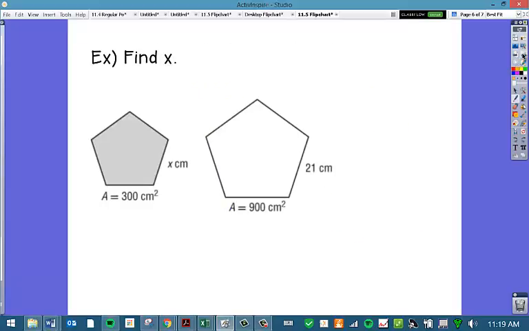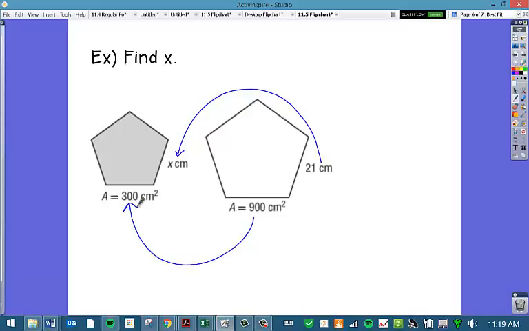All right, in this problem, we aren't given the 2 dimensions, we're given the 2 areas. So I'm working backwards. I know this side is 21. I'm trying to figure out what that side x is. So let's consider this white pentagon to be our original pentagon, and the gray pentagon is our new pentagon.